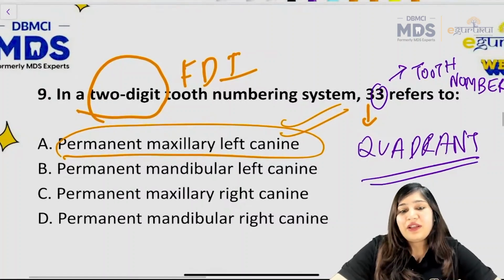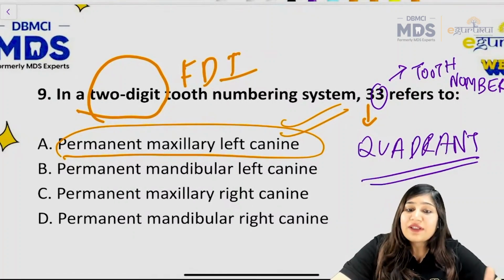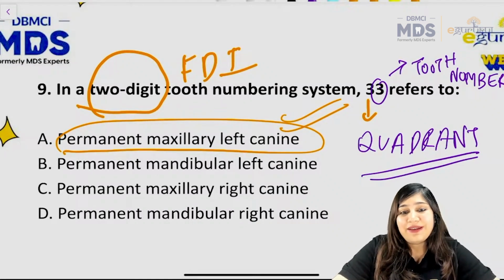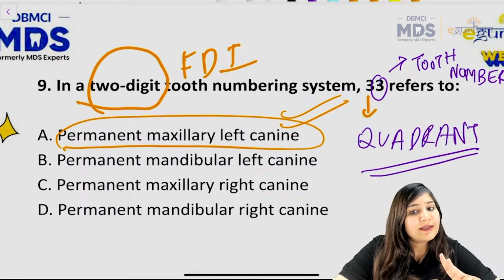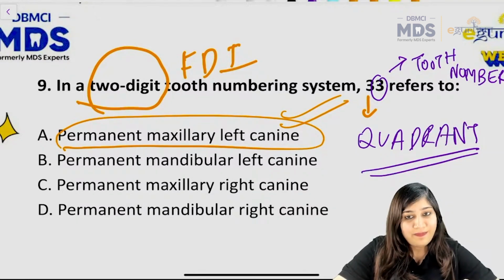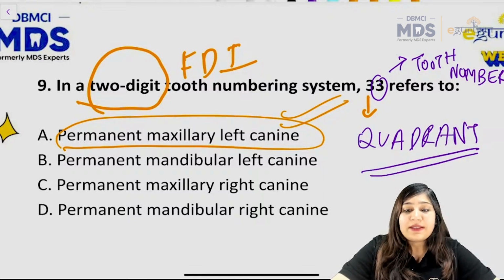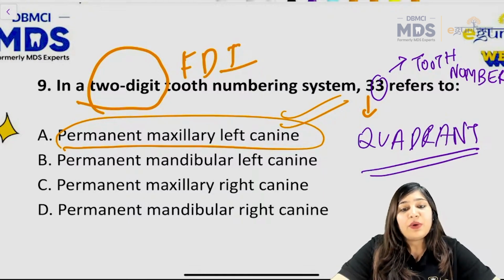Same way we have tooth numbering systems like the universal tooth numbering system and the Zsigmondy-Palmer tooth numbering system, right? But here we were discussing the 2-digit system, that is our FDI. If it is asked about the quadrant system, then the quadrant system is basically the Zsigmondy-Palmer notation system.